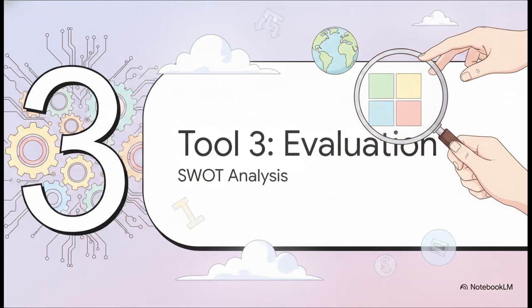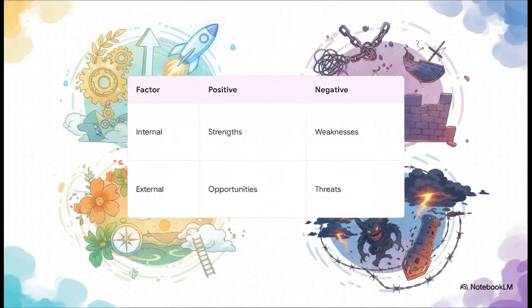All right, on to tool 3, evaluation. Now we zoom out to evaluate both the internal and external environments using a true strategic classic, the SWOT analysis. This grid is super straightforward. It cleanly divides our evaluation. Up top, we have our internal capabilities, our strengths and weaknesses. These are the things we actually have control over. Then, on the bottom, we've got our external environmental factors, opportunities and threats. Those are the harsh market realities we just have to deal with and respond to.